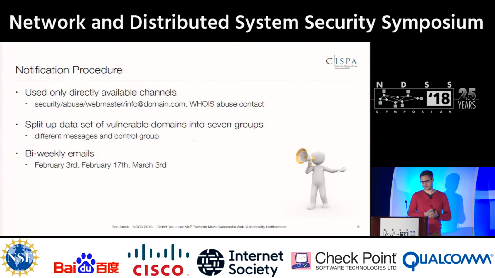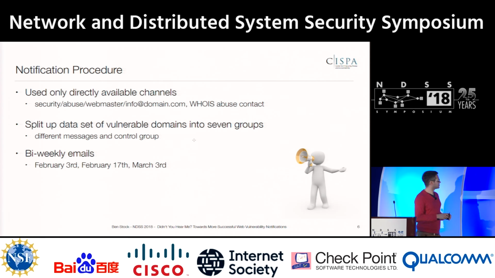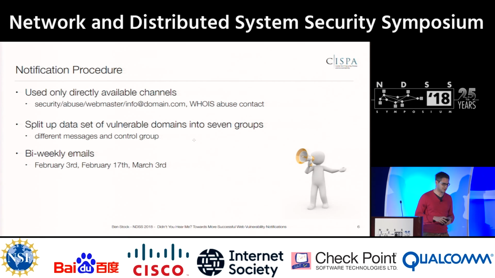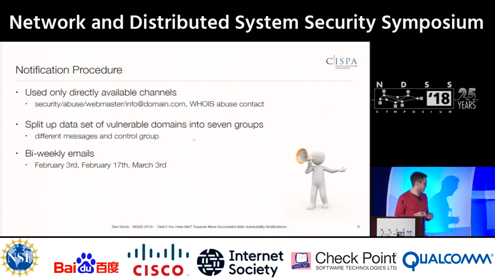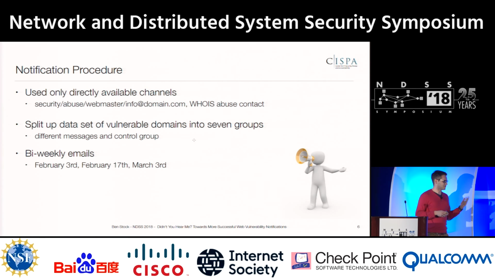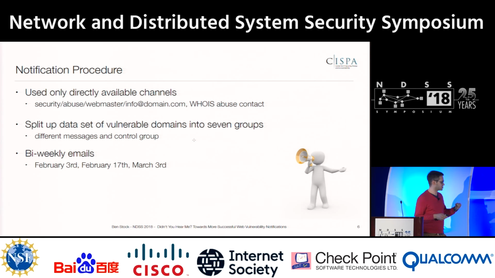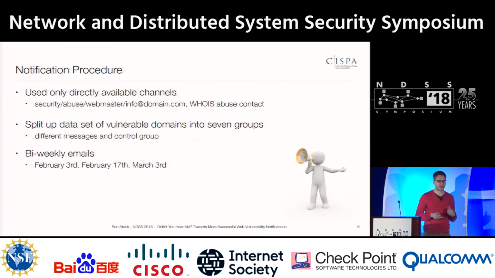The procedure for the notification was as follows. We used directly available communication channels, that is these 4 aliases at domain.com, as well as the whois abuse contact. We split up the data set into 7 groups, 6 notification groups and 1 control group, to measure the impact of our notification. And we sent bi-weekly emails, 1 initial email and 2 reminders to those people that had not yet reacted to our initial email.